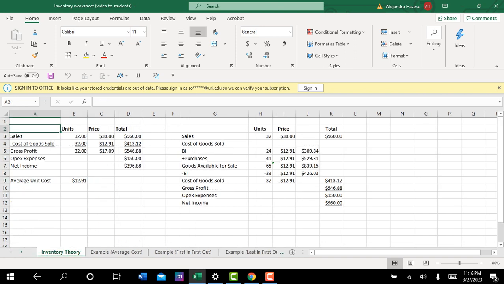Okay, now before I start here, I want to make sure that you understand that what I'm teaching here, all this stuff, is called a periodic inventory system.